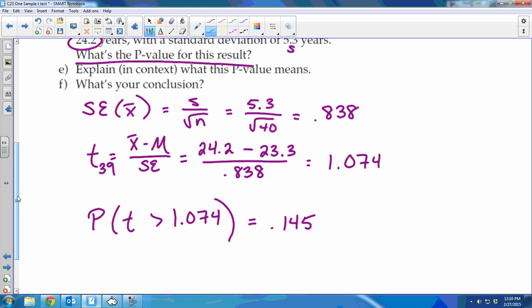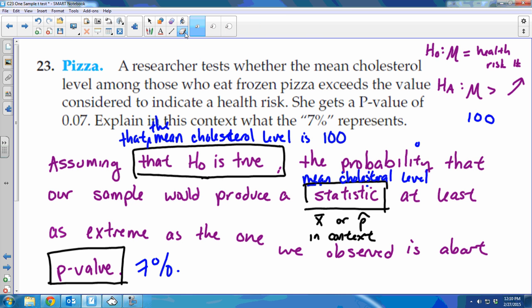Okay. In part E, explain in context what this p-value means. That's exactly that sentence I just gave you. So I'm going to go back to that sentence. And I'm going to erase this other stuff and put in ours because I don't want to write the sentence again.